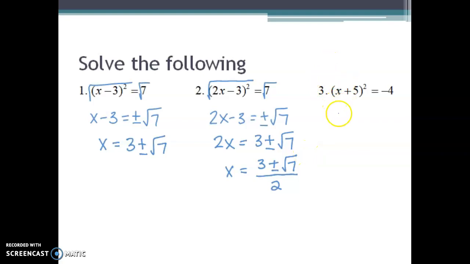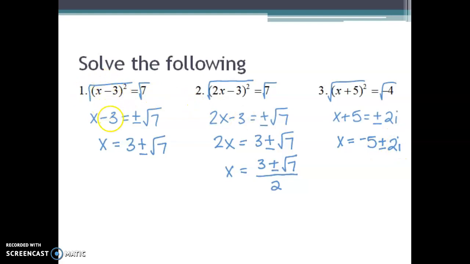In our third example, again, we square root both sides first. So you will get x plus 5 equals plus or minus. And again, we know that if you have a negative value, you're going to pop an i out, and we know the square root of 4 is 2, so this will be plus or minus 2i. Then we will subtract 5 from both sides, so we're going to get negative 5 plus or minus 2i.